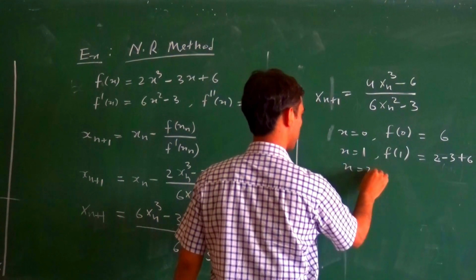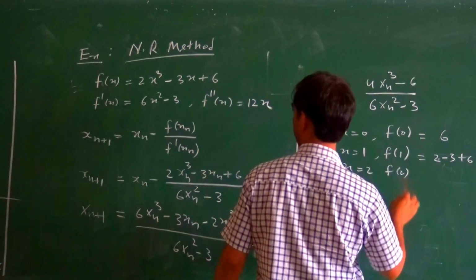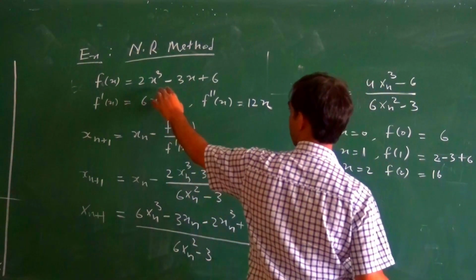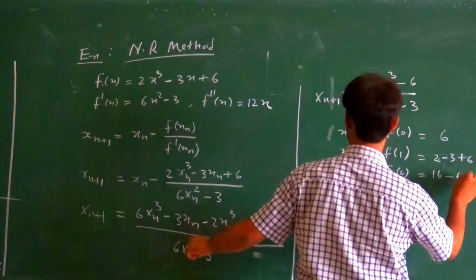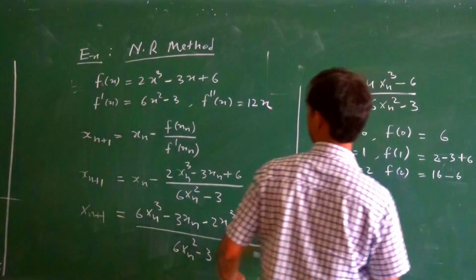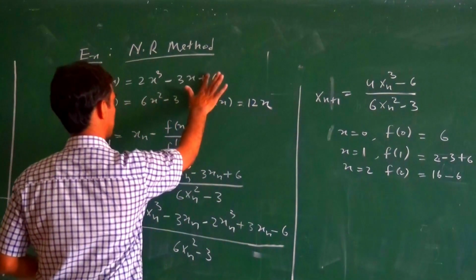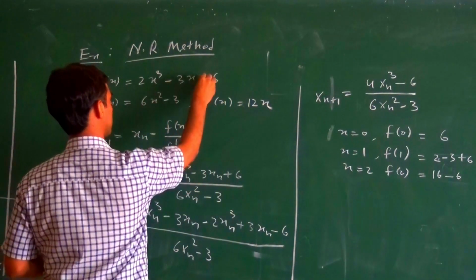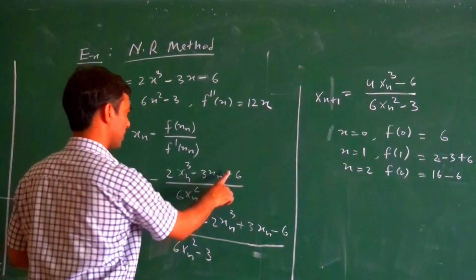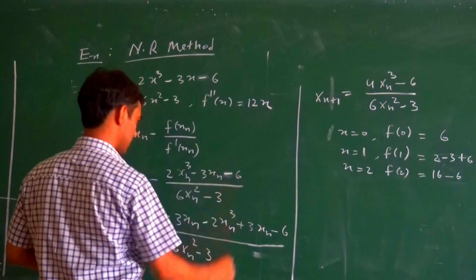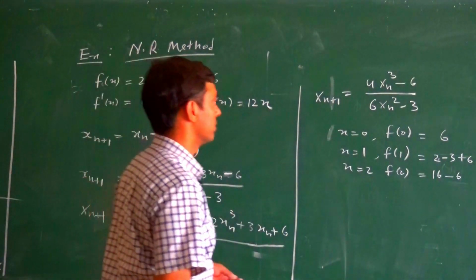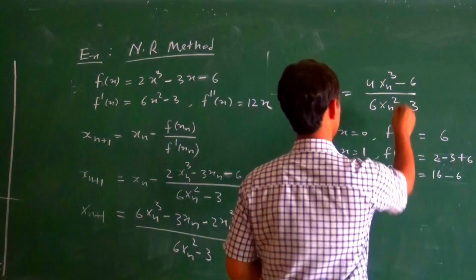At x equal to 2, f of 2 equals 16 minus 6 plus 6. Sorry, this is minus 6, otherwise you would be able to find the root. So this is minus 6, and then this becomes plus 6.